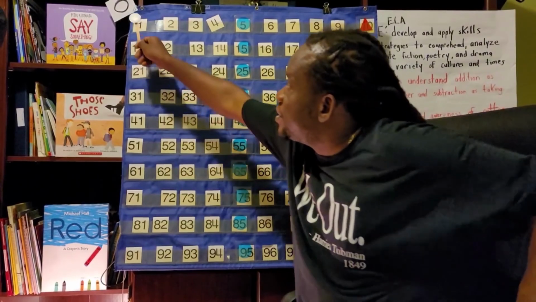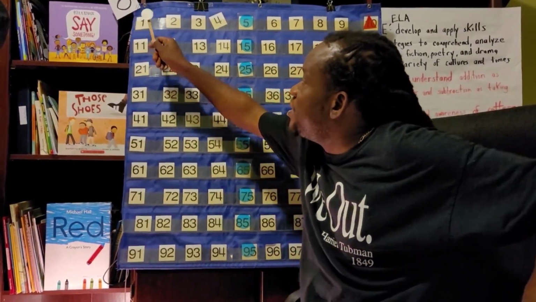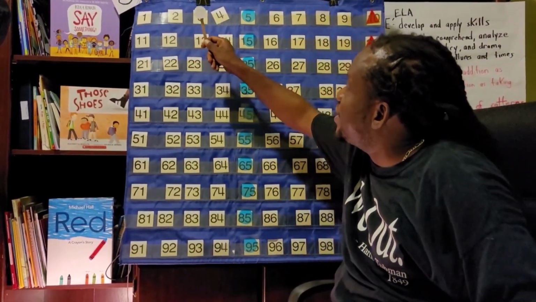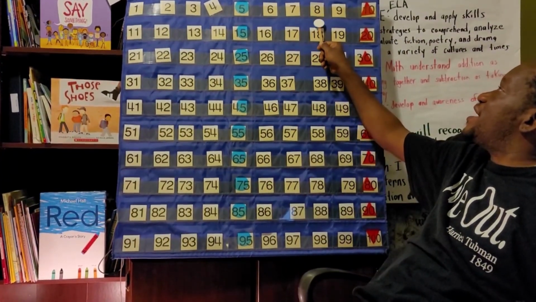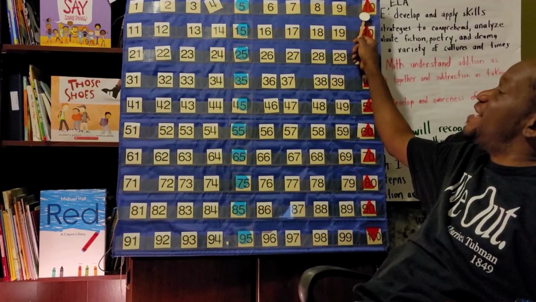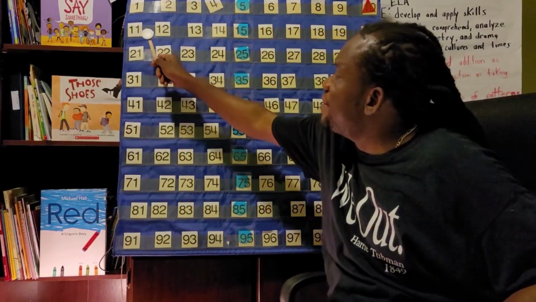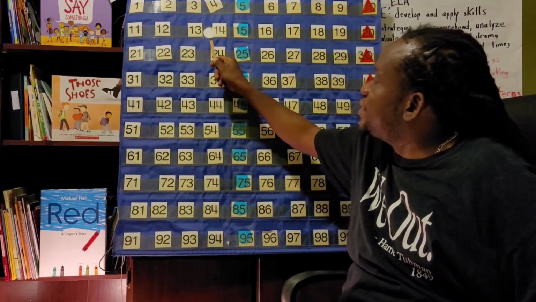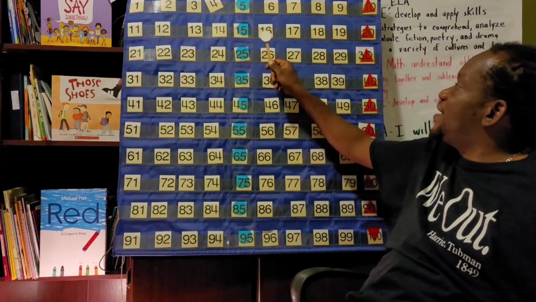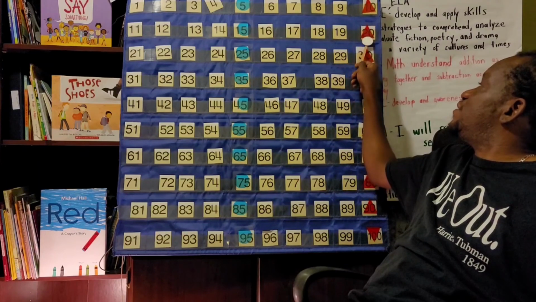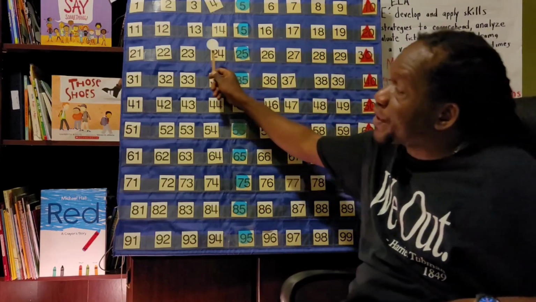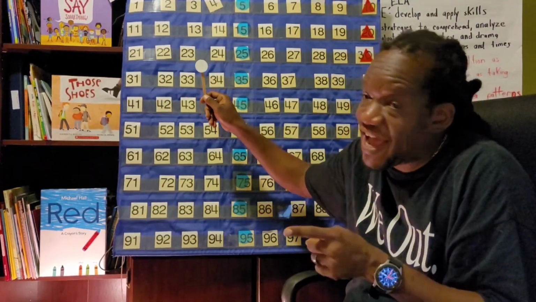Here we go. 0, 1, 2, 3, 4, 5, 6, 7, 8, 9, 10, 11, 12, 13, 14, 15, 16, 17, 18, 19, 20. Remember, when we're counting, hold on one second. When we're counting, it's just like going up, counting by ones, right?